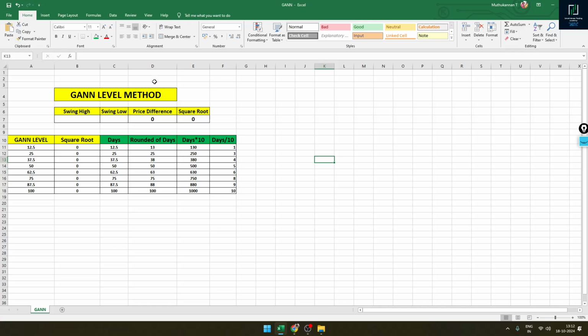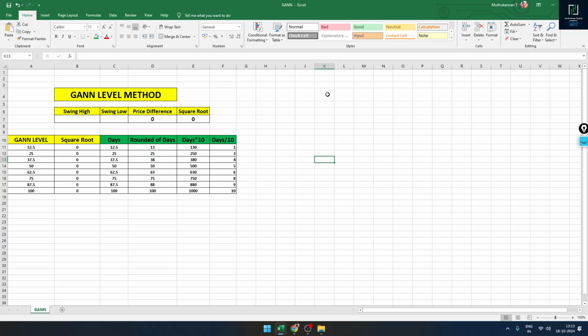Now WD Gann is the person who gave mathematical, geometrical, and astrological based trading strategies. His method of trading is completely different. It's purely based on time concepts, based on time, not on price.